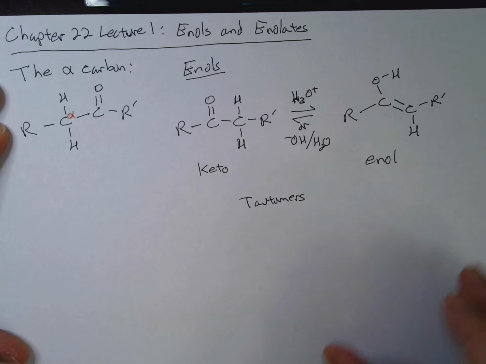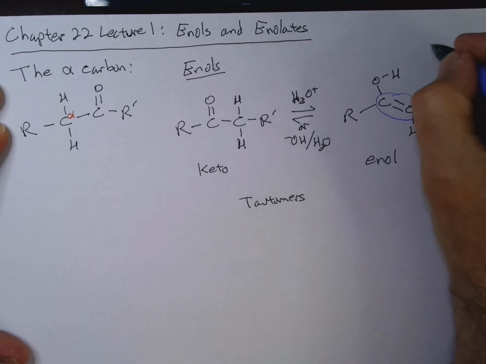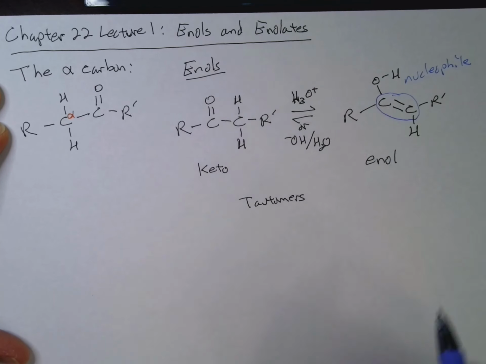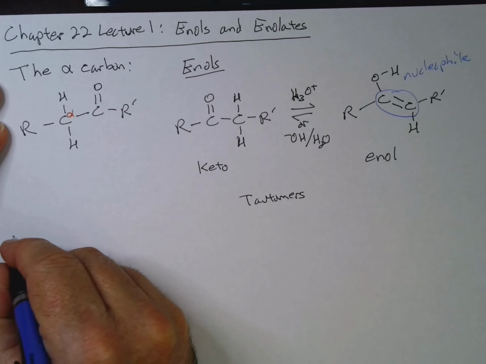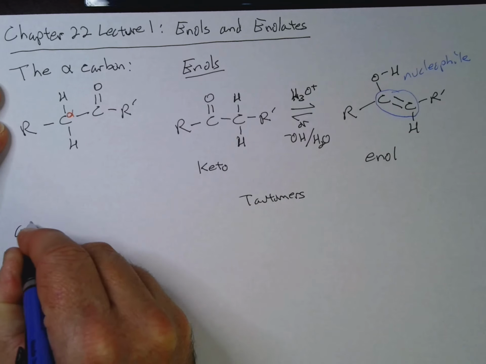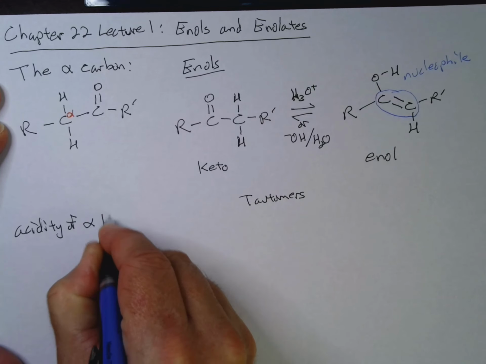Now, why are we interested in this alpha carbon? Well, it turns out that this electron density here makes an enol a nucleophile. It's kind of a weak nucleophile. There's a stronger version. Let me just jump right in and talk about the acidity of the alpha hydrogen.